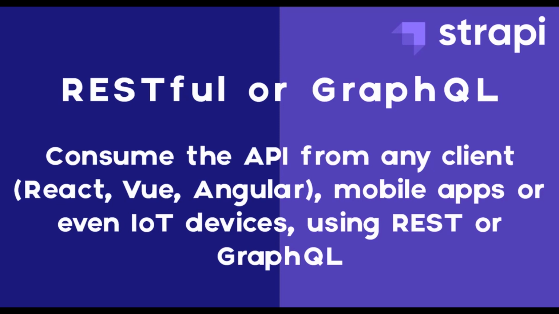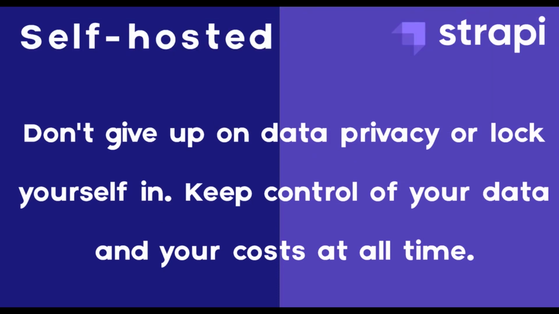Consume the API from any client, React, Vue, Angular, mobile apps, or even Internet of Things devices using REST or GraphQL. So Internet of Things can be like when you are making a request from a Raspberry Pi, or from anything that is capable of doing that. You can just send in your data, query your data, and all of a sudden you are going to have that data without delays.